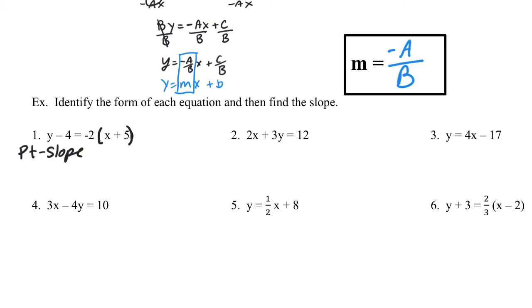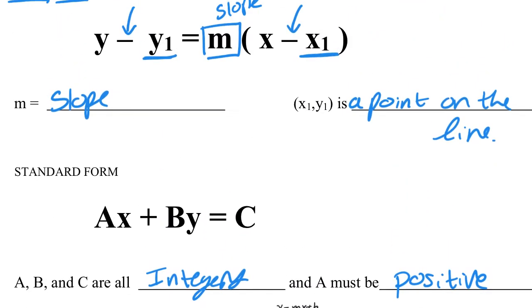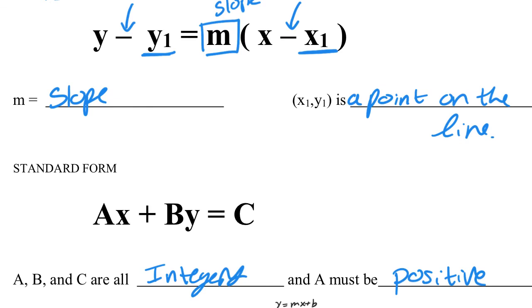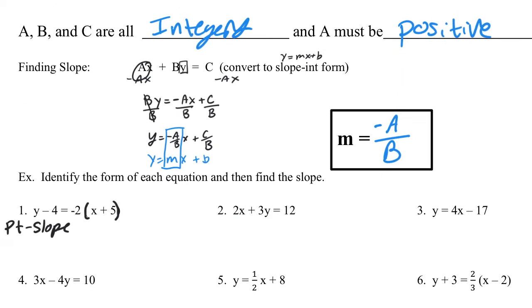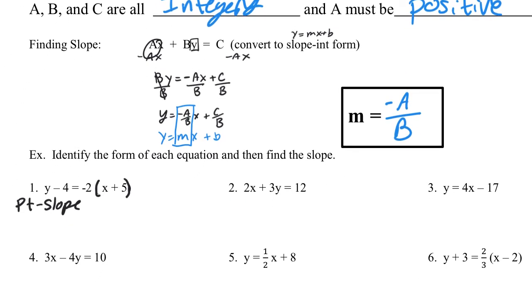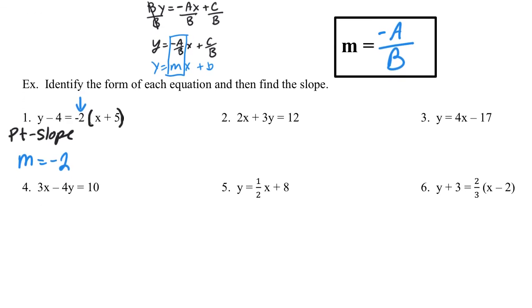And in point slope form, our slope, like we saw before, was always this number in front of the parentheses with the x variable there. So we're going to just look for that number in front of the parentheses with the x variable. And that number right there is a -2. So our slope is going to be -2.